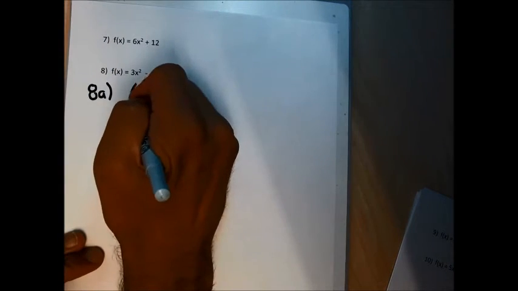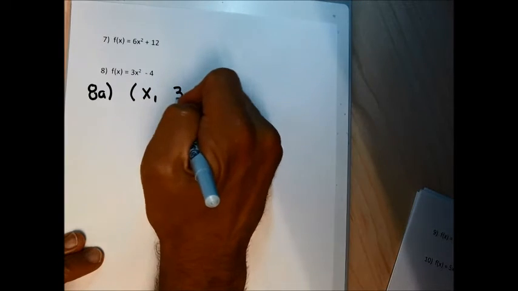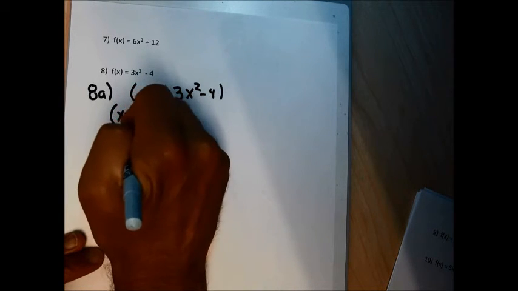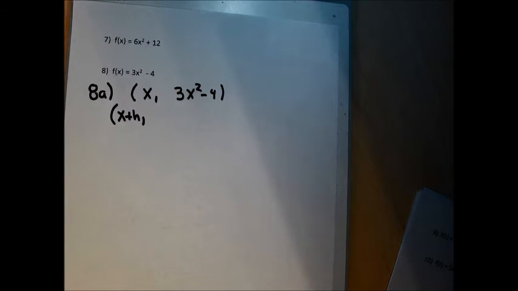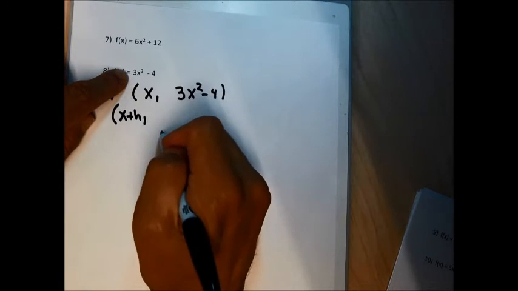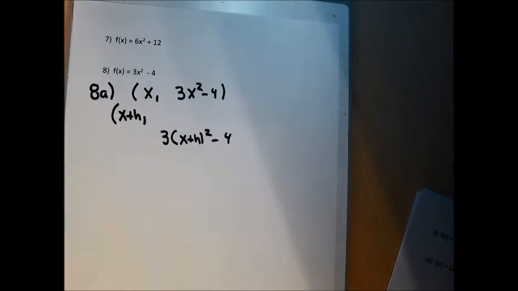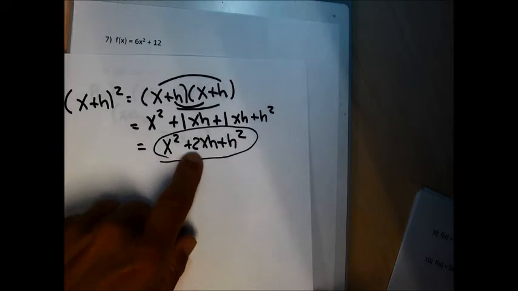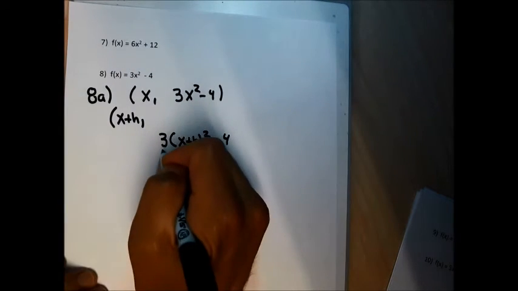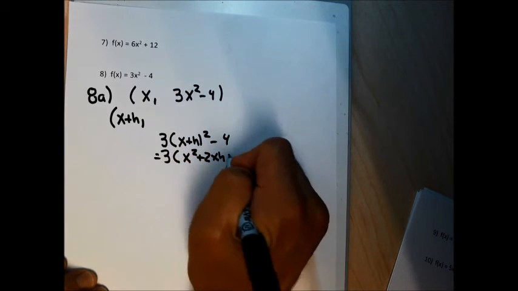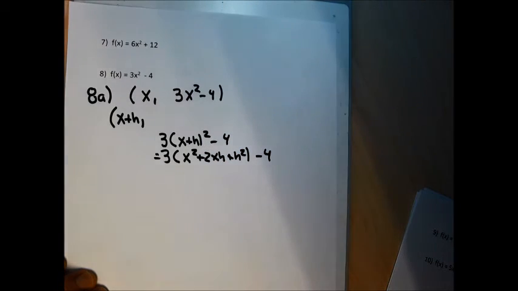So for part 8a, I need to get 2 points. The first point is going to be x comma 3x squared minus 4. And then the second point is going to be x plus h comma. And then to figure out what that is, I have to go 3 times x plus h squared minus 4. X plus h squared is x squared plus 2xh plus h squared. So this is going to be 3 times x squared plus 2xh plus h squared minus 4.